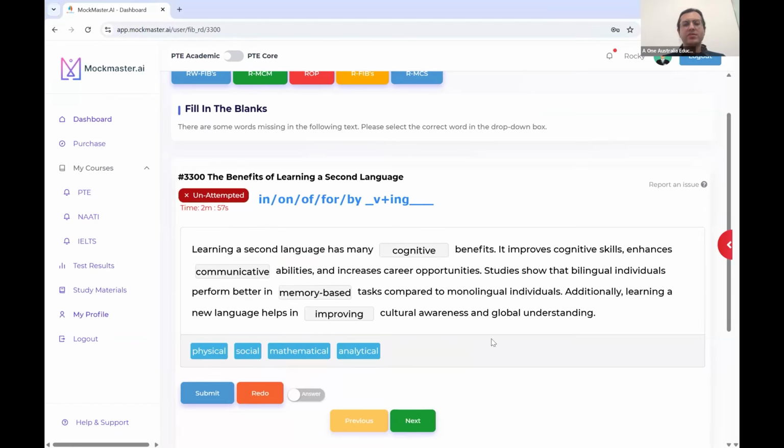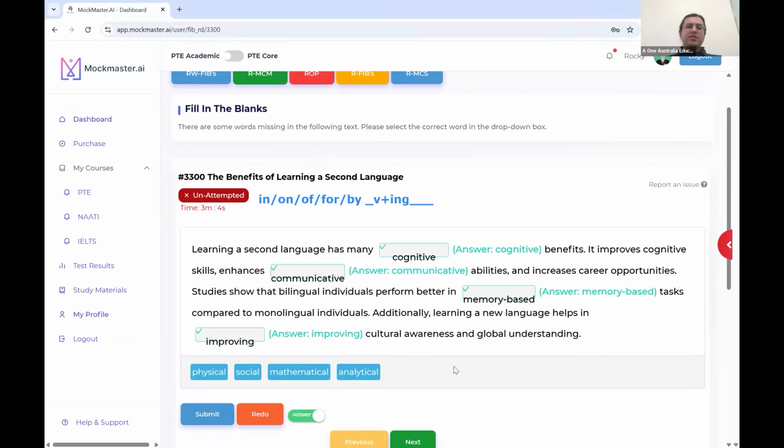So these are my answers. We have got 4 blanks. So again, this question is worth 4 points. And you can see all the answers are correct. So this is my approach while I solve blanks in the PTE test.